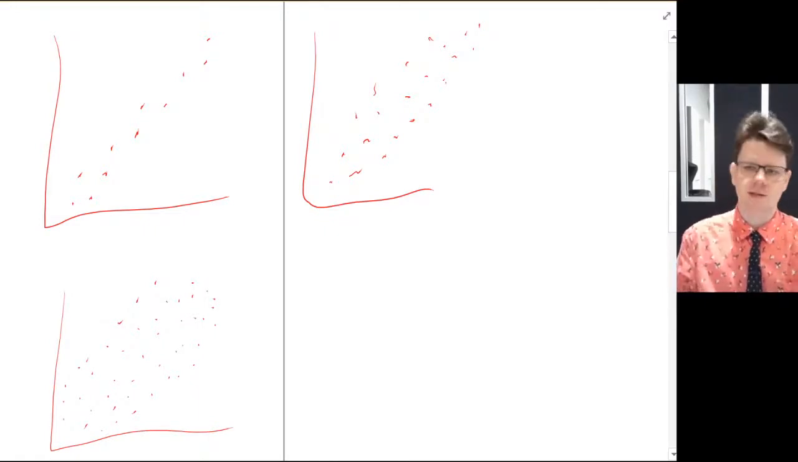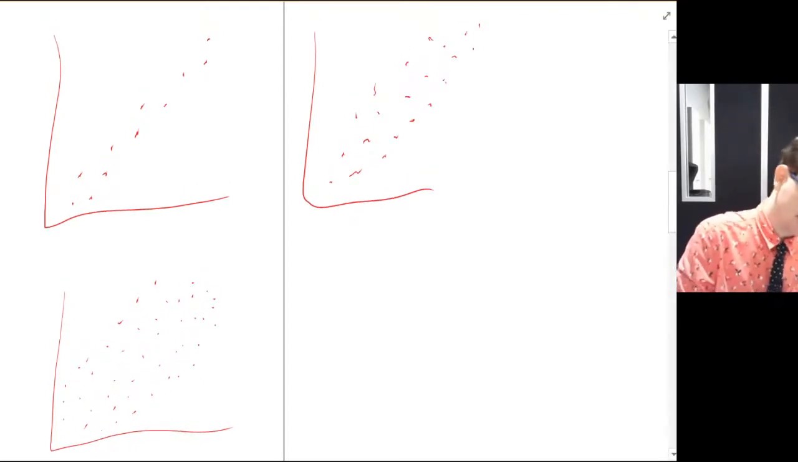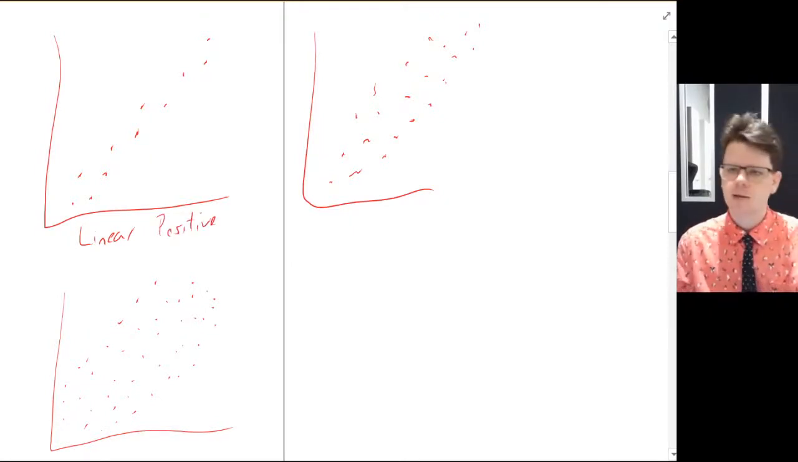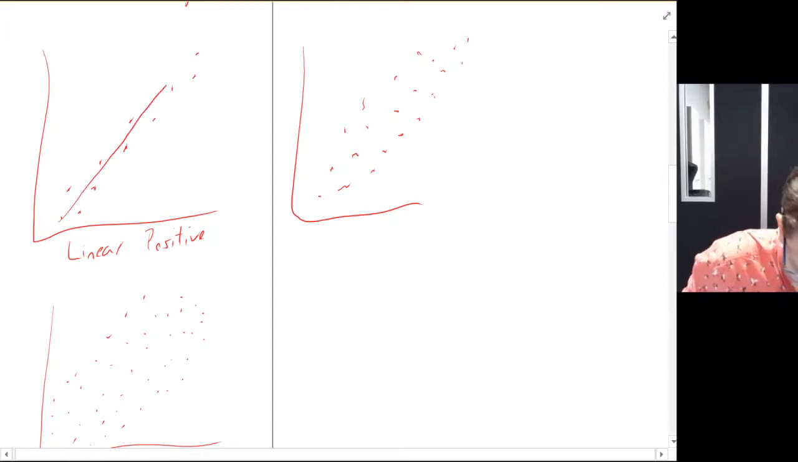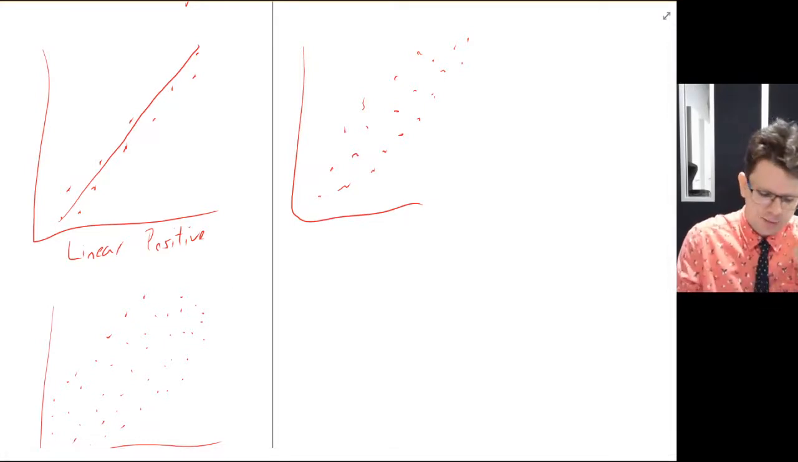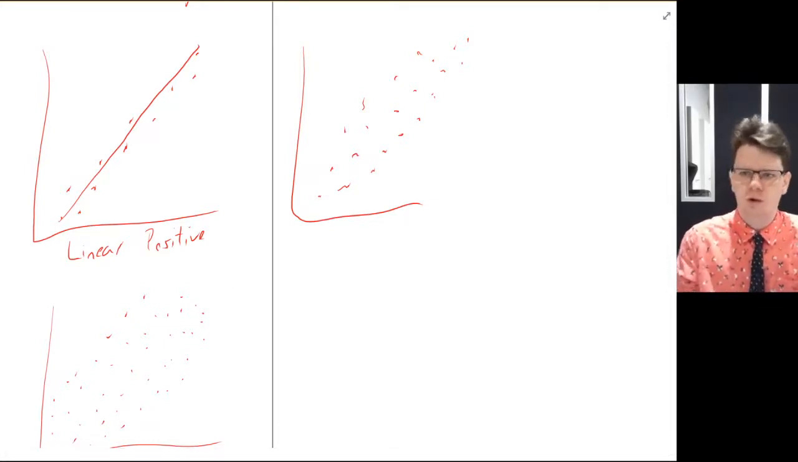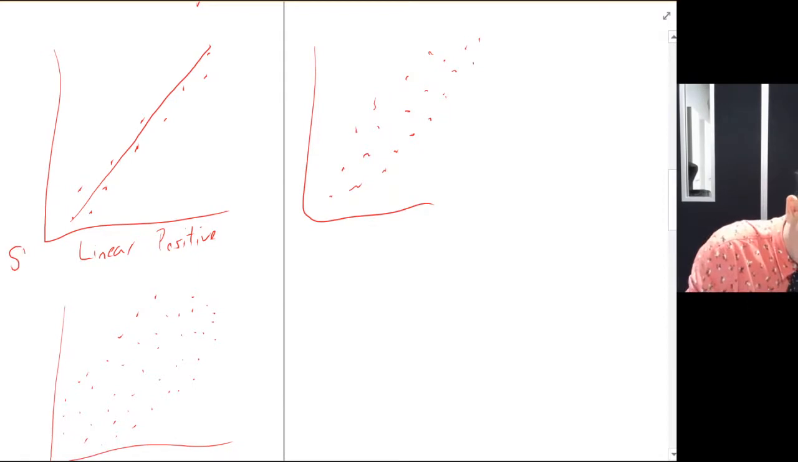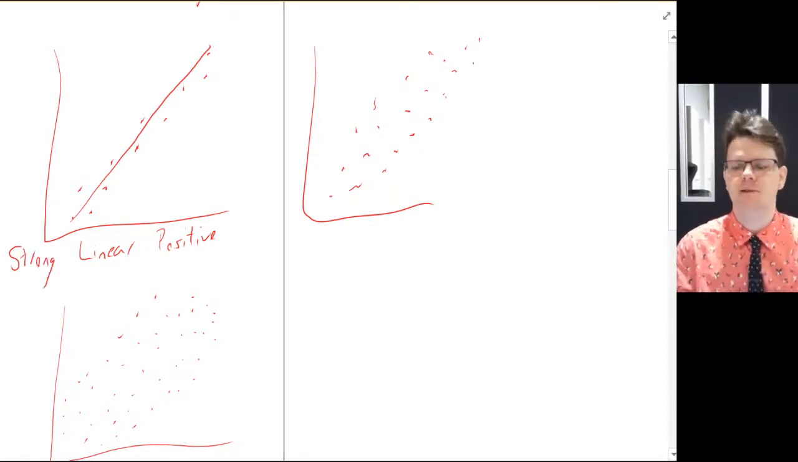Now having a look at these 3 graphs, the first one's definitely linear, and it's definitely positive, and the points are all pretty close together. It's like a pretty tight pack. So when it looks like that, we call that linear positive, but we give it a descriptor. It's strong. Why? Because all of the points are really quite close together. Strong. So it's a strong linear positive.